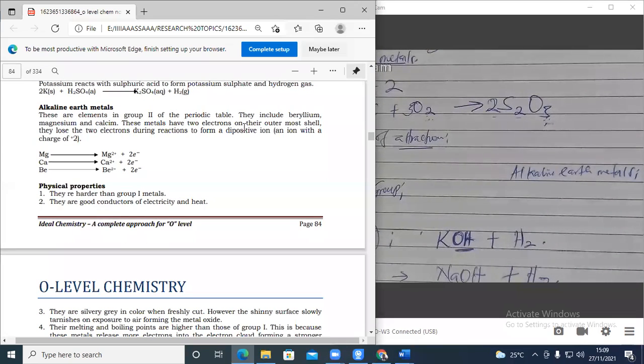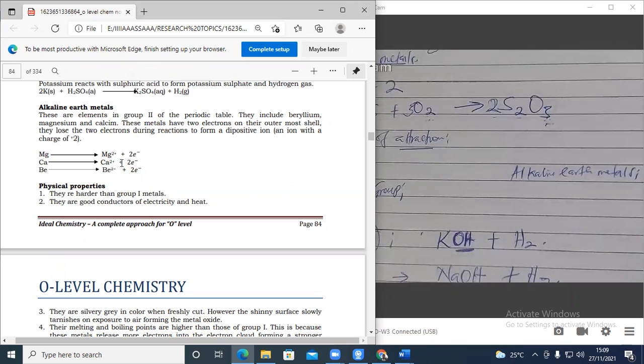These metals have 2 electrons on their outermost shell. They lose 2 electrons during the reaction to form a dipositive ion, an ion with a charge of 2+. The other ones form a positive ion, this one forms a dipositive ion. So you see how they react. Magnesium loses 2 electrons to become the magnesium ion. Calcium loses 2 electrons to become a calcium ion. Even beryllium, that's what it does.